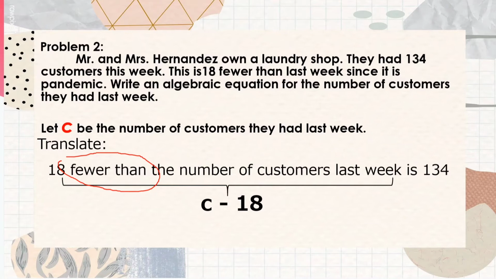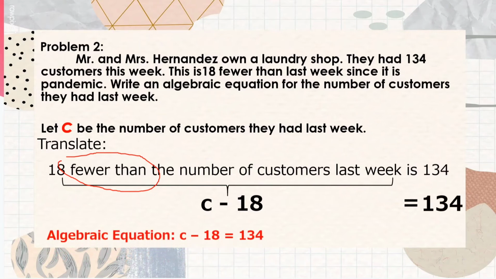So we have C. And then, fewer means lower, so the operation we will use is minus. And of course, we have 18. So we have C minus 18. And then "is" represents equals, and then we have 134. So our algebraic equation for this problem is C minus 18 equals 134.